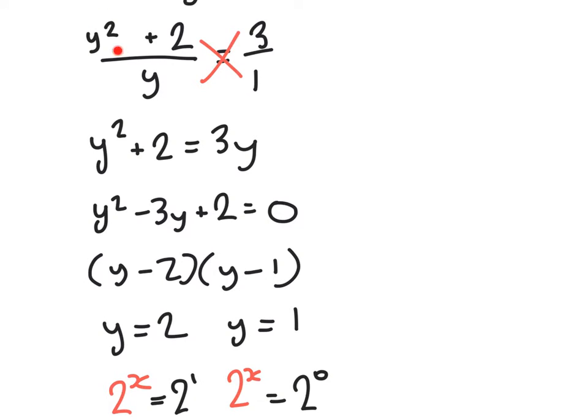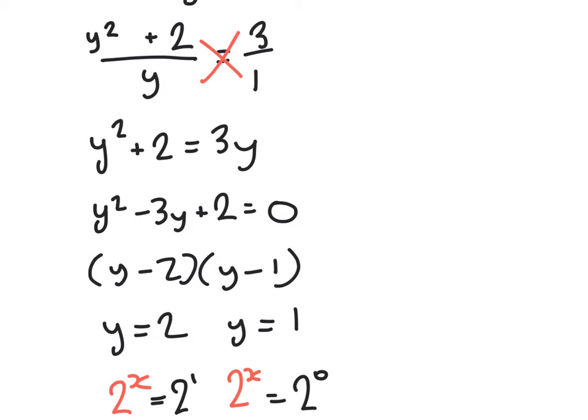So y squared multiplied by 1 is y squared. 2 multiplied by 1 is 2. Bring down the equals. y multiplied by 3 is 3y. Now I'm going to bring the 3y over the other side, so it becomes minus 3y. So I've got y squared minus 3y plus 2 is equal to 0. Now I have a quadratic that I can factorize.